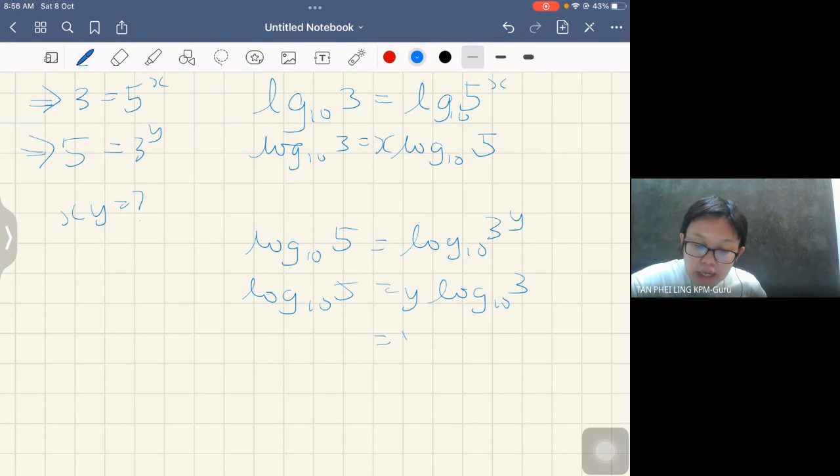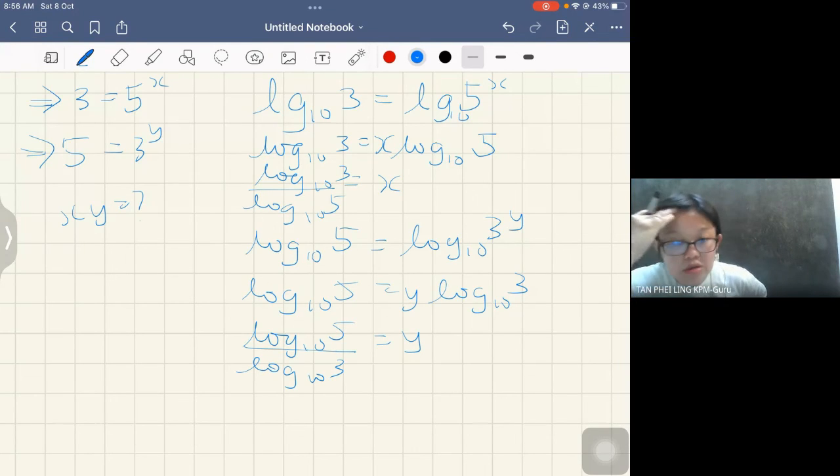I express y alone. So this one will be y equals log base 10 of 5 over log base 10 of 3. Am I right? And then how about this one? If I put my x alone, I'll get log base 10 of 3 over log base 10 of 5. Am I right? So a lot of you will have a problem here. You will get stuck now, right? So how to continue? I also don't know.